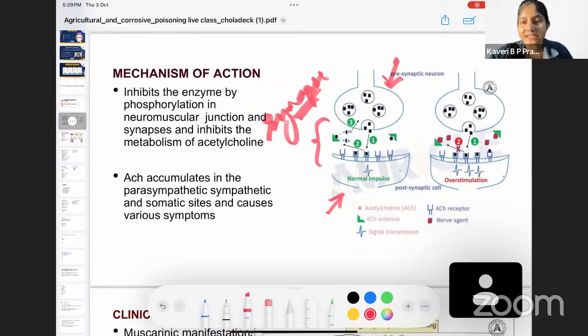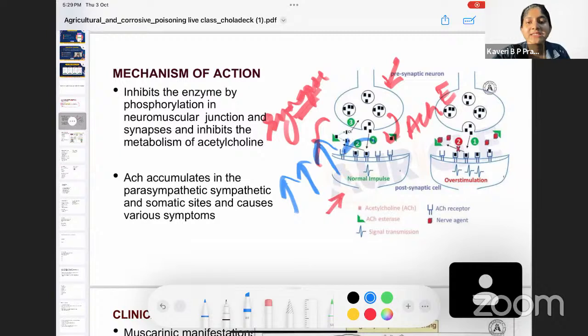Now, when acetylcholine is released here, it is acted upon by the acetylcholinesterase enzyme and it is cleaved so that its action is terminated. But whenever a person eats organophosphate, what happens? All his enzymes are saturated. They are phosphorylated, and that is why they cannot go and act on the acetylcholine. So the concentration of acetylcholine is going to significantly increase in the synapse. And when it increases, it is going to manifest with various muscarinic and nicotinic symptoms. All this acetylcholine accumulates in the parasympathetic, sympathetic, and somatic sites, and they're going to cause various symptoms.